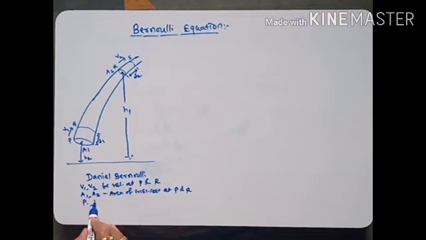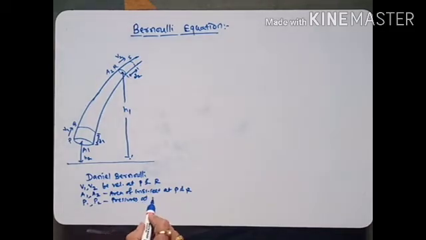P1, P2 are the pressures at P and R. D1, D2 are the distances at P and R. P1, A1, P2, A2. You see, pressure into area. These are the forces at P and R.